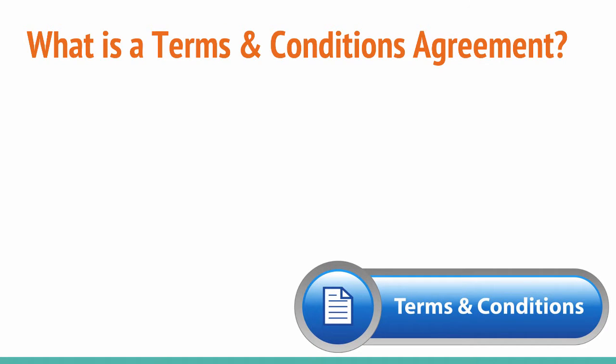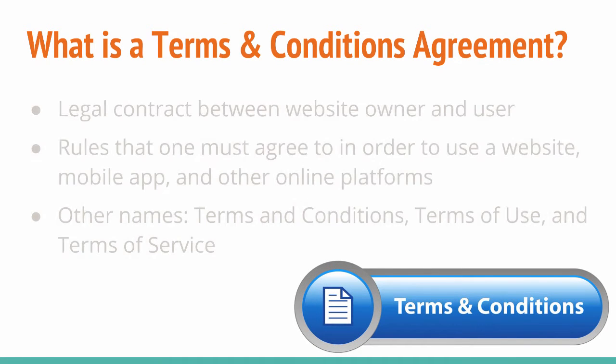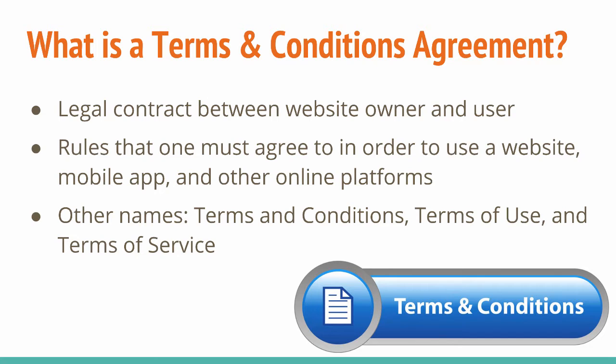So what is a terms and condition agreement? Simply put, a terms and condition agreement is the rules that one must agree to in order to use websites, mobile applications, and other online platforms. There are several names for this kind of agreement, and all names refer to the same agreement. These include the terms and conditions, terms of use, and terms of service.